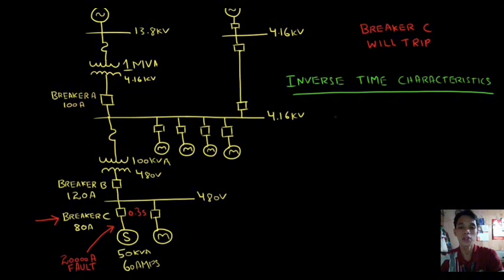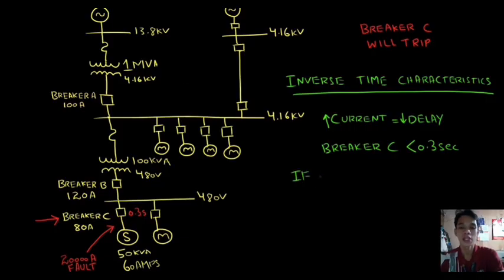If we compare this with the inverse time characteristic, a higher current level will mean a lower time delay. In the case of breaker C, the delay time would be much less than 0.30 seconds. Depending on the inverse time characteristic curve of the breaker, it might trip after 0.10 seconds of the delay. Conversely, however, if the fault current was only 5,000 amps, then the delay time would be greater than 0.30 seconds.